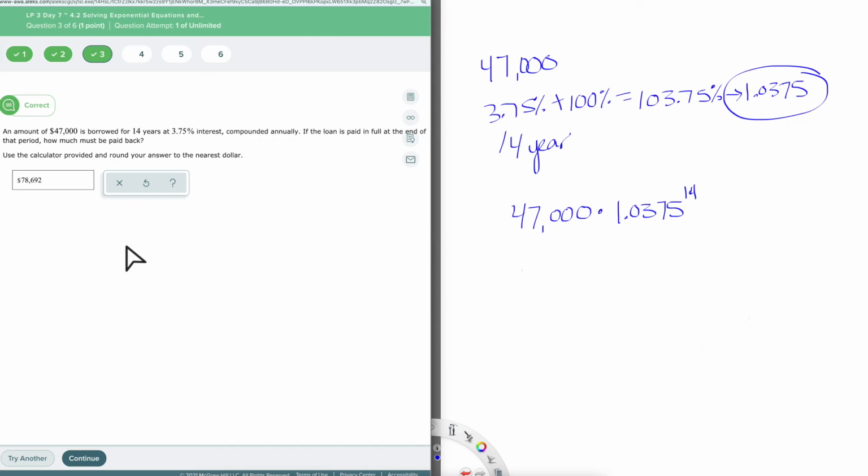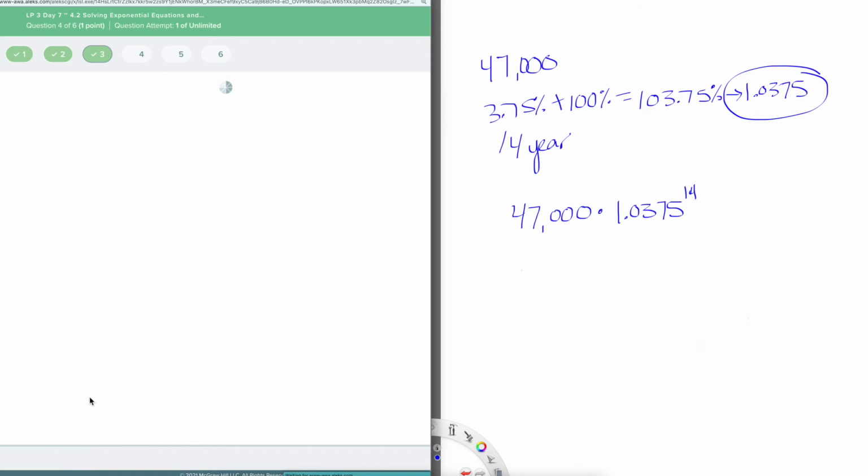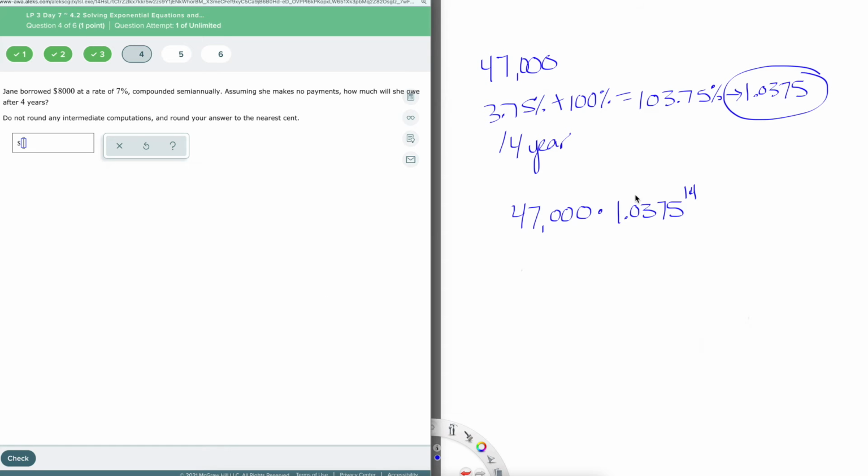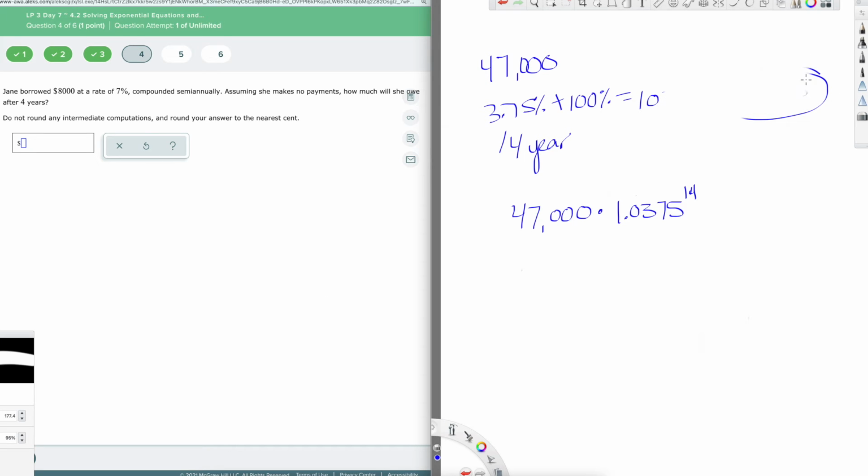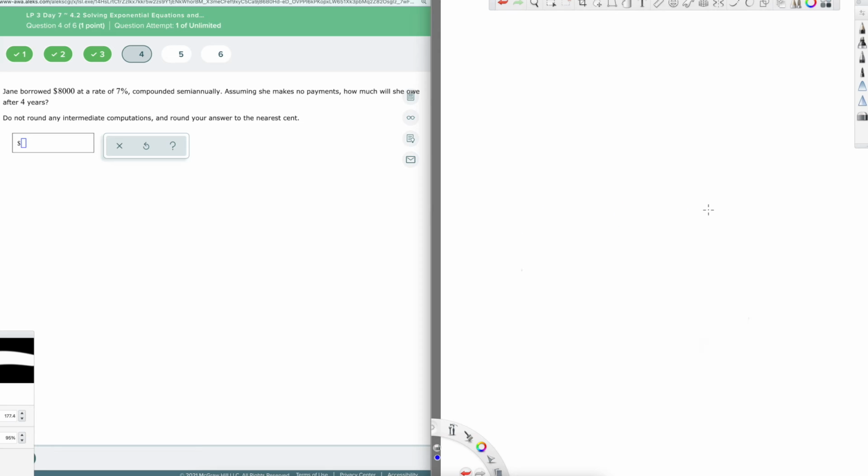So 14 years, I borrowed $47,000 and I end up paying $78,000 back. That seems pretty darn hefty for the interest, but 3.75% interest is actually not that high. So if you think about how interest works, you end up paying quite a lot of money back in interest. So this is definitely a test in our knowledge on interest and how that works. And it grows very quickly when we're doing interest.